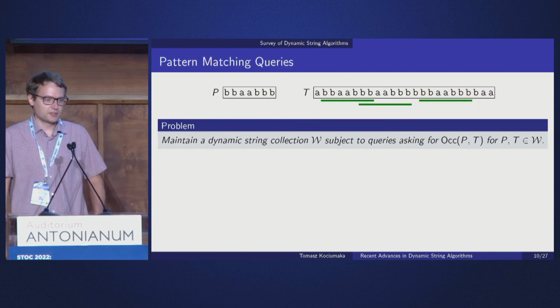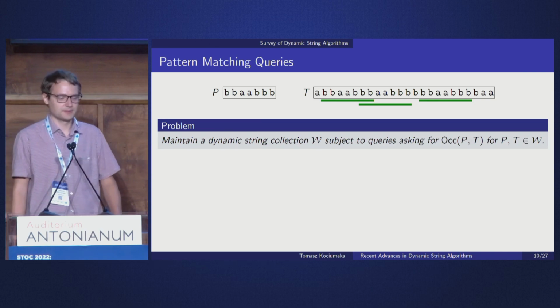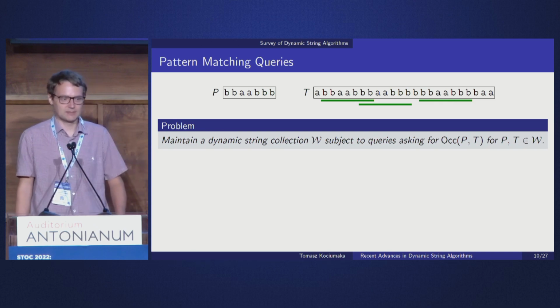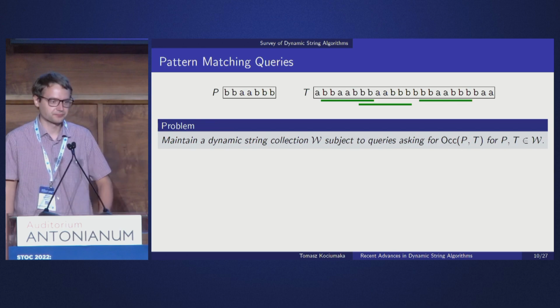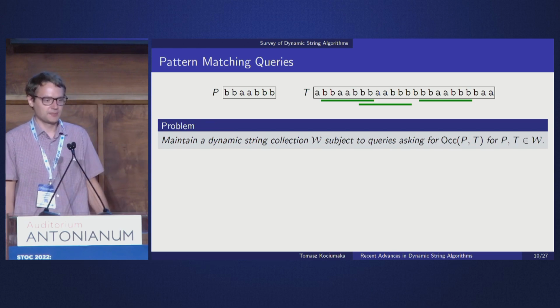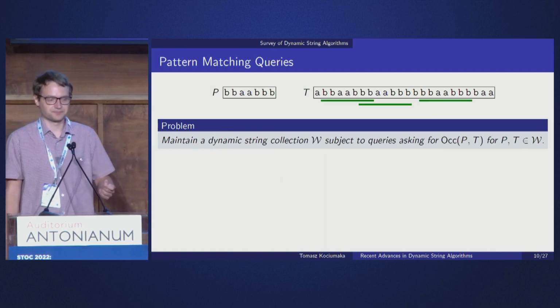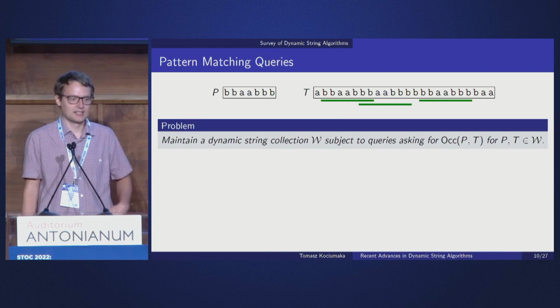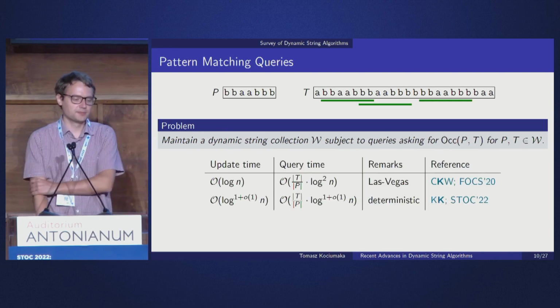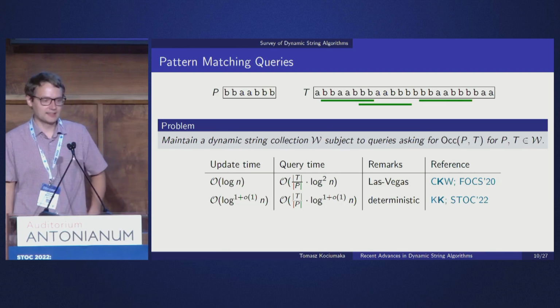But another generalization of equality queries is pattern matching queries. So this is one of the many ways to port the classic pattern matching problem into the dynamic setting. And now, instead of just asking whether one string in the collection, which I'll denote P, is equal to the other string, which I'll now denote T, we are asking to compute all the occurrences of the pattern P within the text T. And in this example, the occurrences are underlined in green, so these are the fragments exactly matching the pattern.